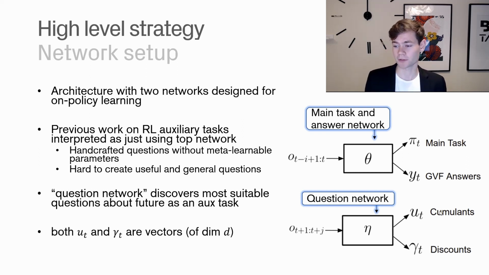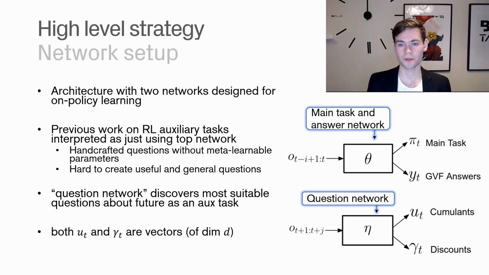And these outputs are also vectors. So it's not only that you're constructing one cumulant or one auxiliary task for your agent, but you're constructing a number of them. You might know if you watched previous auxiliary task videos that you can make use of several of them to actually converge at a better representation. So these are vector valued outputs.